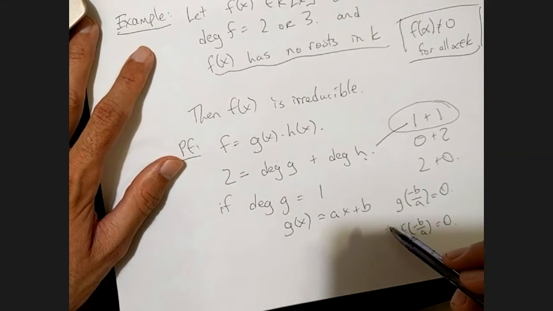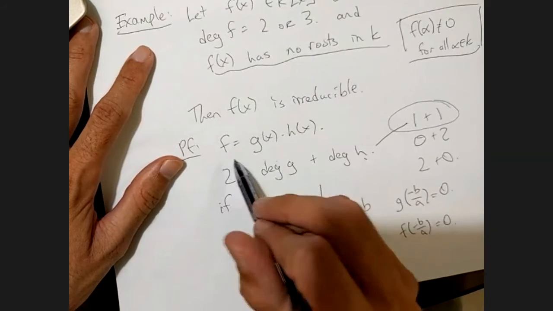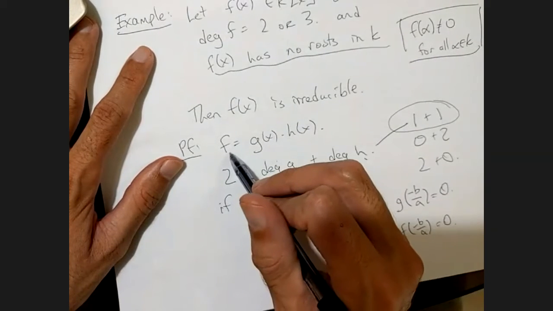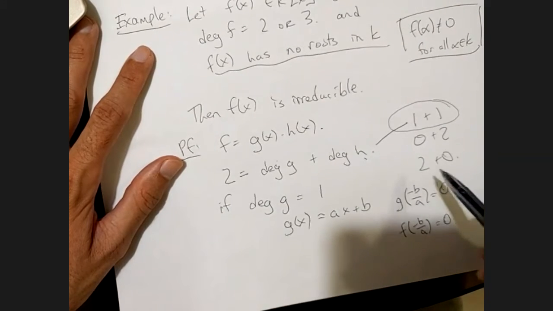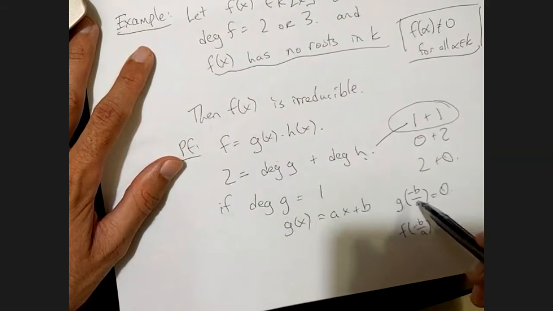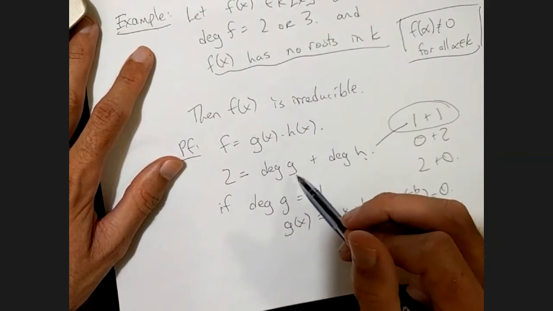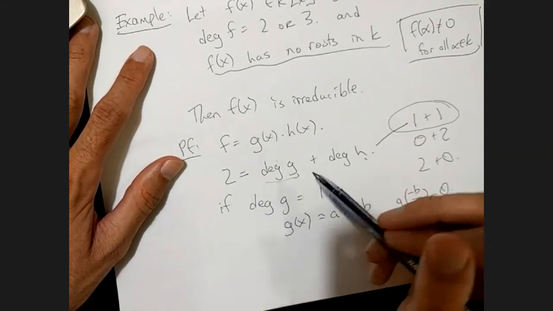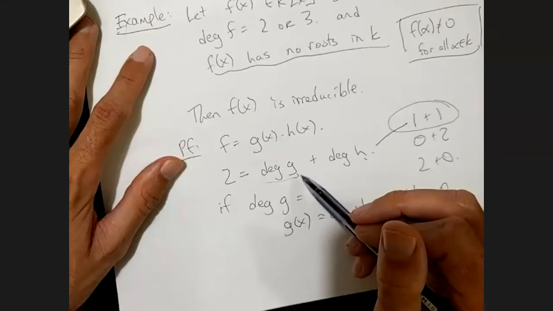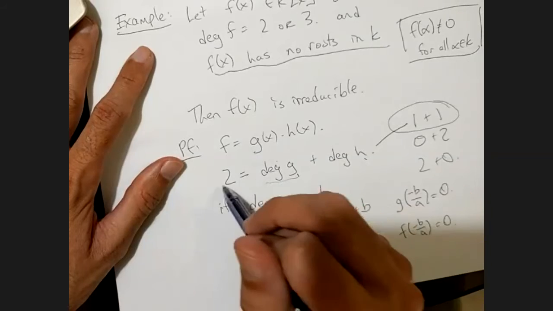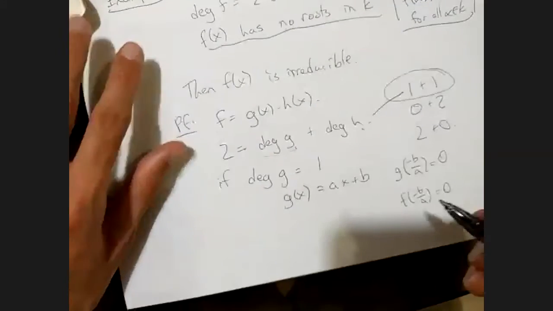Okay, so you see that having a root is kind of like equivalent to having a linear factor. So if f has no roots, it has no linear factors. And if it has no linear factors, because of its small degree, it is actually irreducible.